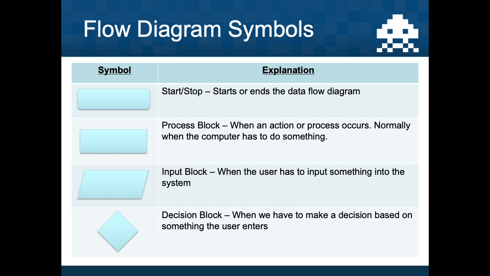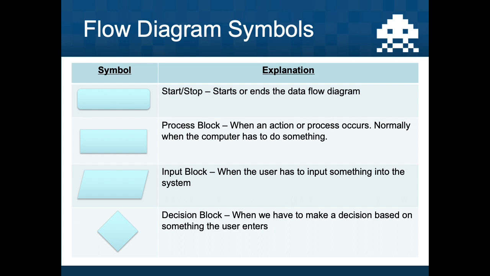These are the 4 symbols you should have found. So a start-stop block is a rounded rectangle, a rectangle with rounded edges. That shows where our flow diagram is going to start and where our flow diagram is going to end. A process block is a normal rectangle. This shows an action or something happening.